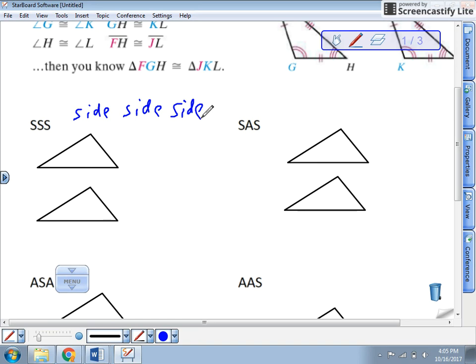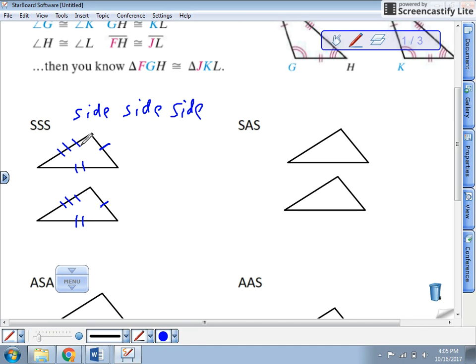Now, side, side, side, what does that mean? Well, it means if you have 2 triangles and you know that all 3 sides are congruent, you can say the triangles are congruent. So if this side is congruent to this side, and these 2 sides are congruent, and the third side is congruent, well, then we can say that those triangles are congruent. So side, side, side, that's the first one.